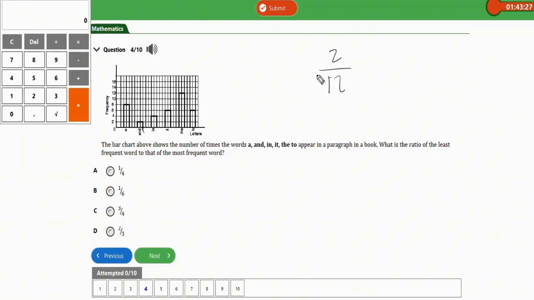That's basically all you have to do. Now let's do the math. 2 cancels 12, 2 into 12 is 6. So the ratio will be 1 over 6. And that will be the answer. The correct option is Option B.